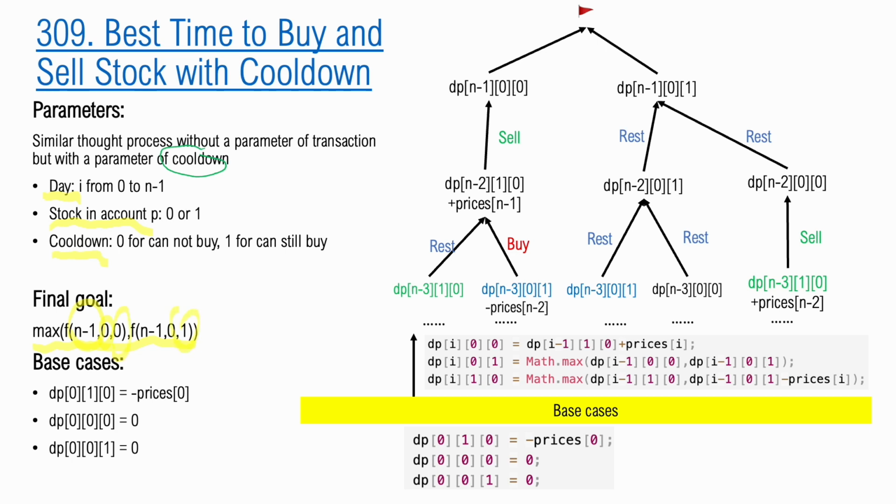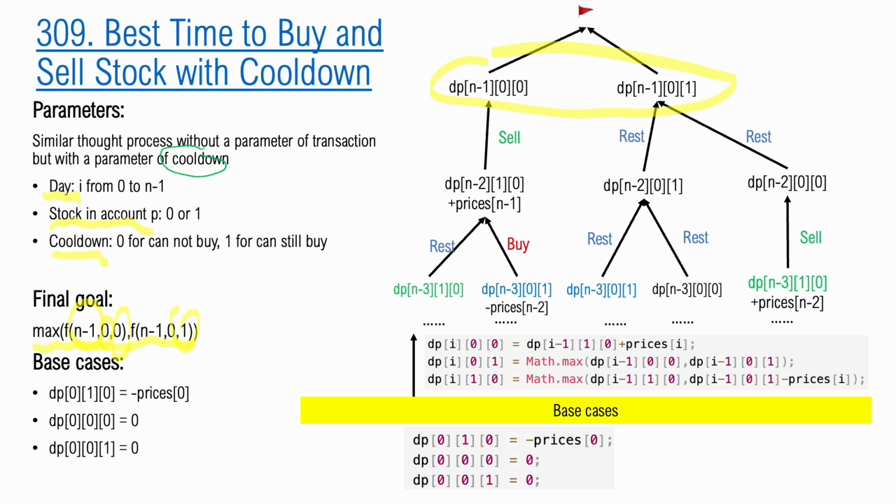We don't know. It depends on whether we sell the stock on the last day, or the day before the last day, or any days earlier. So we don't know, and that's why we take the maximum between these two.